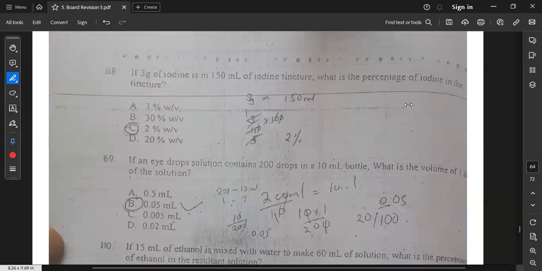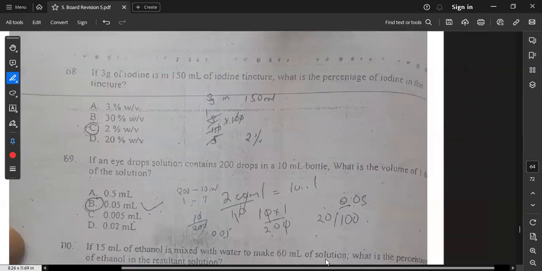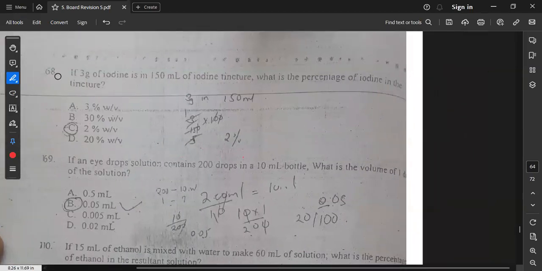Okay, thank you. So if 3 grams of iodine is in 150 ml of iodine tincture, what is the percentage of iodine in the tincture? So 3 grams in 150 ml, how about 100? Yeah, it's grams in ml, so weight per volume, 2.